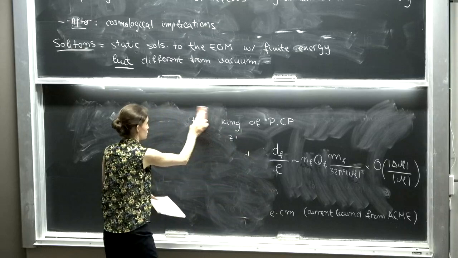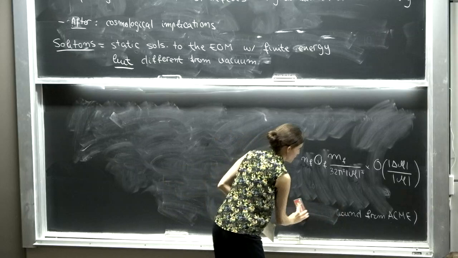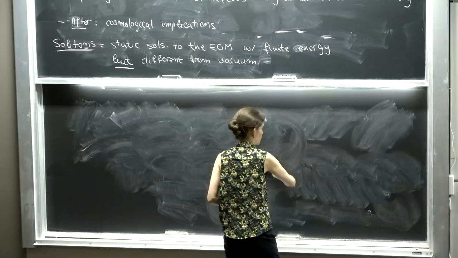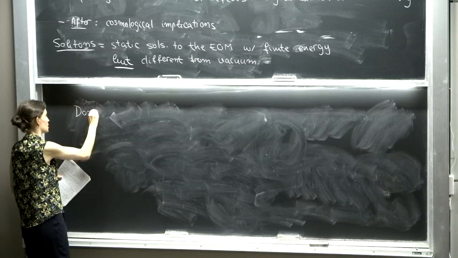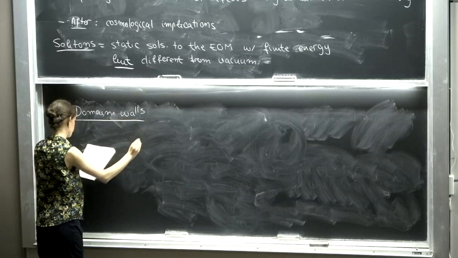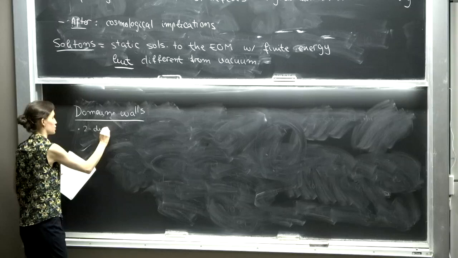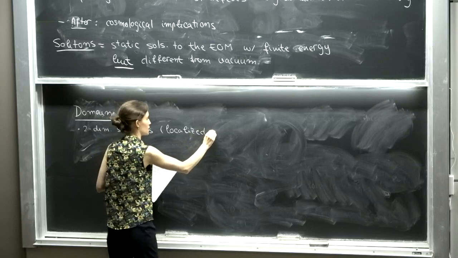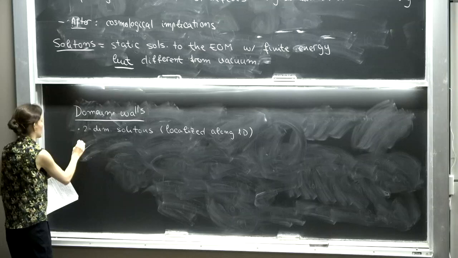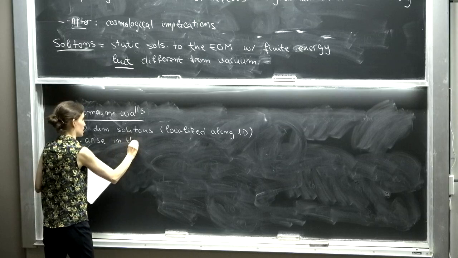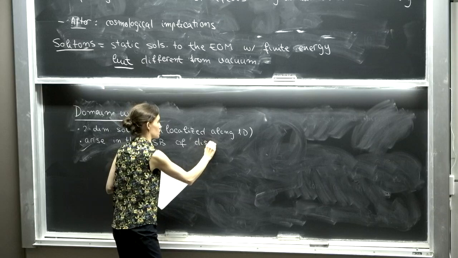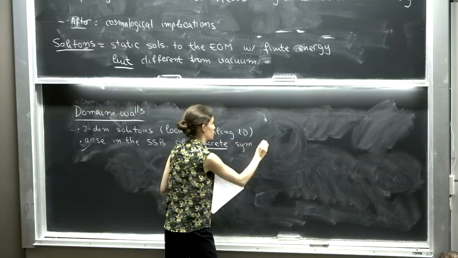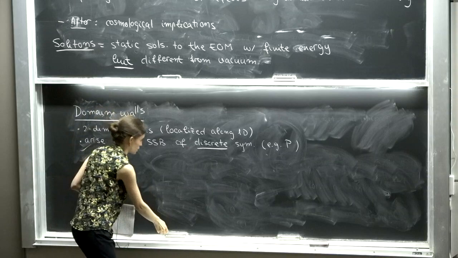So let me start with something I think a subset of you probably already know, but I'll do a quick review: domain walls. Loosely speaking, these are two-dimensional solitons. In a theory that is 3+1 dimensional, these are localized along one of the spatial dimensions. And they generically arise in the spontaneous symmetry breaking of discrete symmetries, for example, spontaneous symmetry breaking of a parity symmetry.